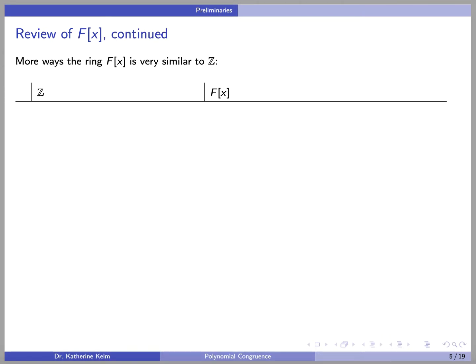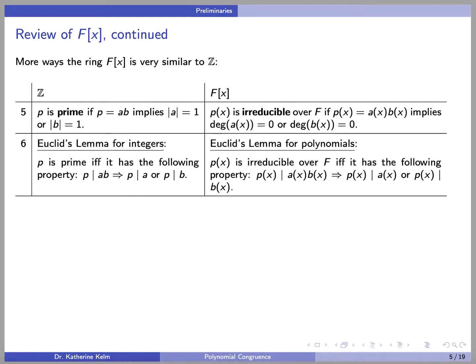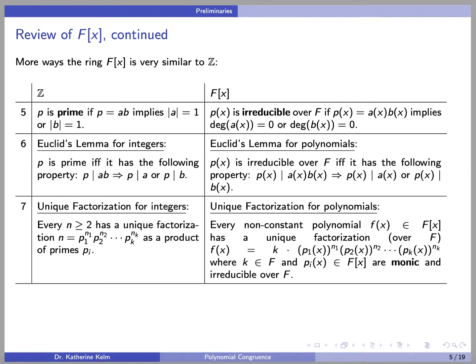Some more ways that the ring of polynomials is very similar to the ring of integers. The definition of a prime integer is very similar to the definition of an irreducible polynomial. We have Euclid's lemma for integers, which translates exactly over to Euclid's lemma for polynomials. And the proof is analogous. We have unique factorization for integers and unique factorization for polynomials. And these are analogous as well.